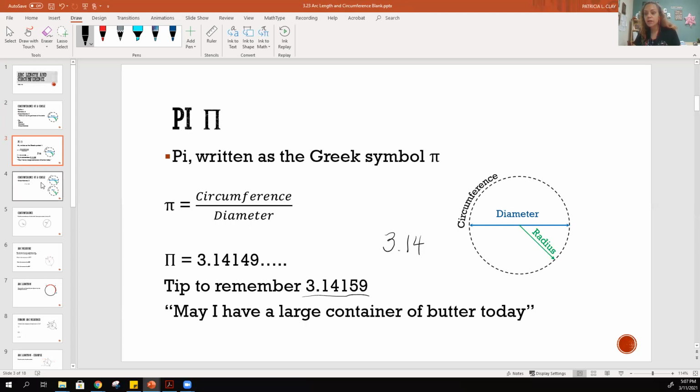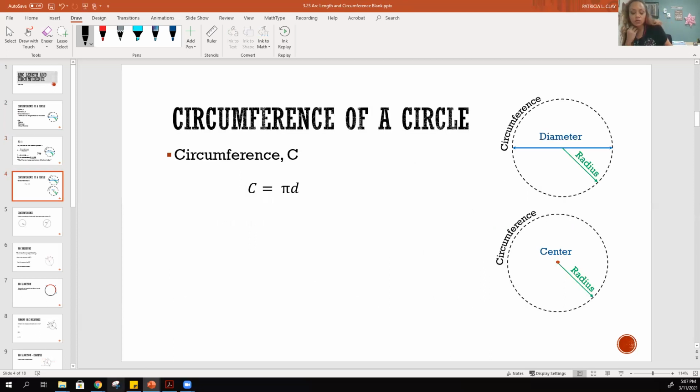So let's move on to our next one. So if I told you pi was the circumference divided by the diameter, well, then we also have figured out another expression or formula for circumference. So circumference is equal to pi times the diameter. So I'm showing it here again so we can get really comfortable with it.